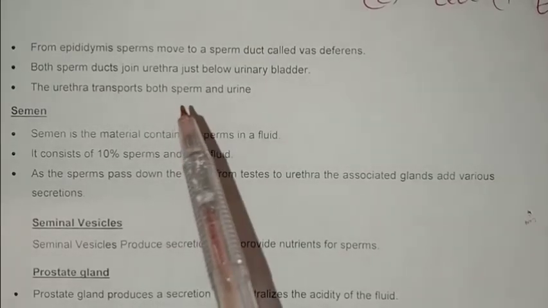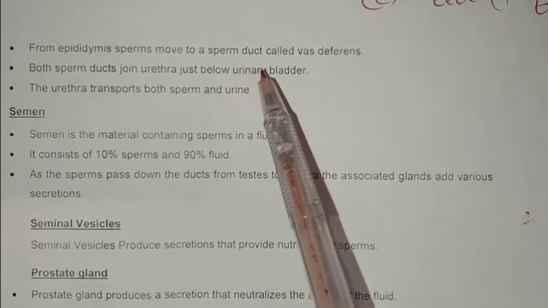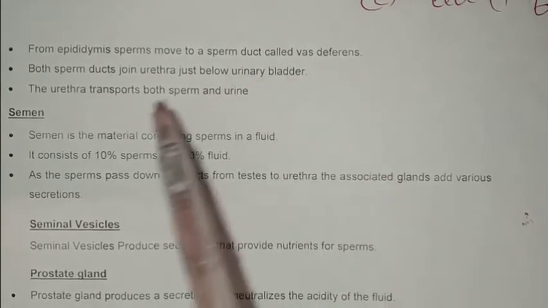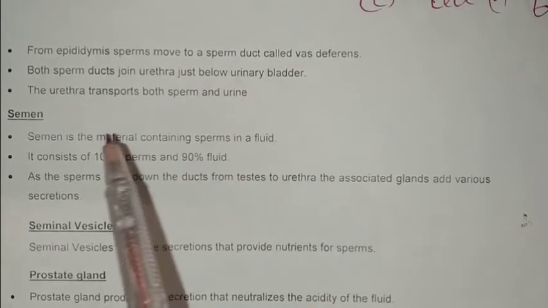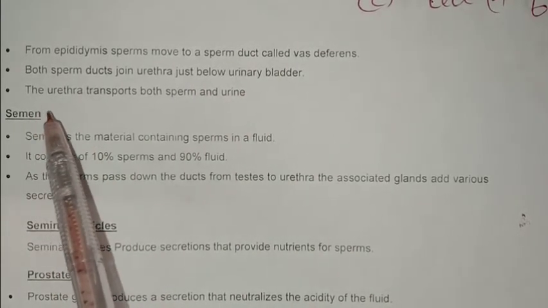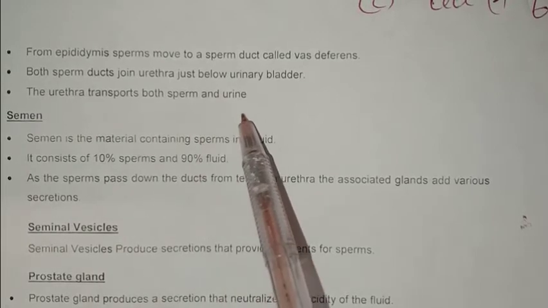From the epididymis, sperm move to the sperm duct called the vas deferens. Both sperm ducts join the urethra below the urinary bladder. The urethra transports both sperm and urine.